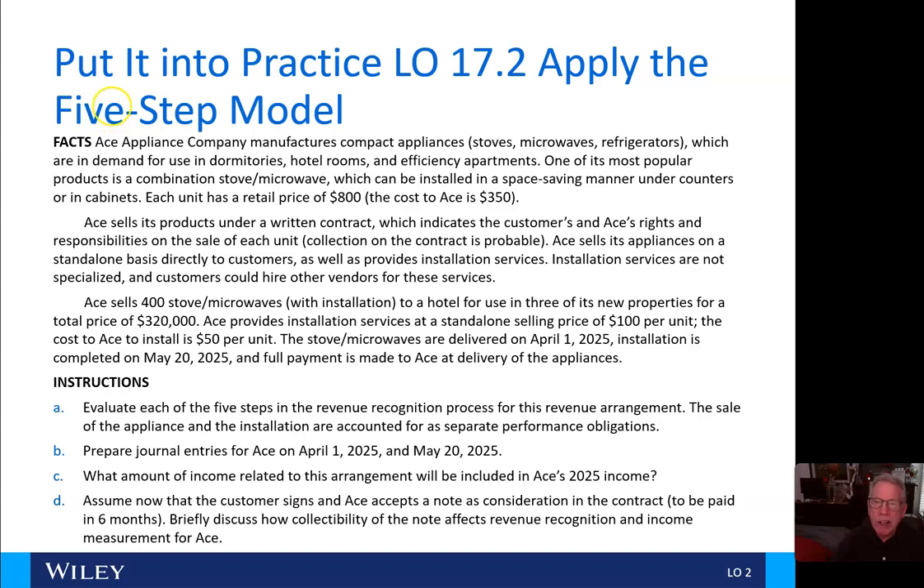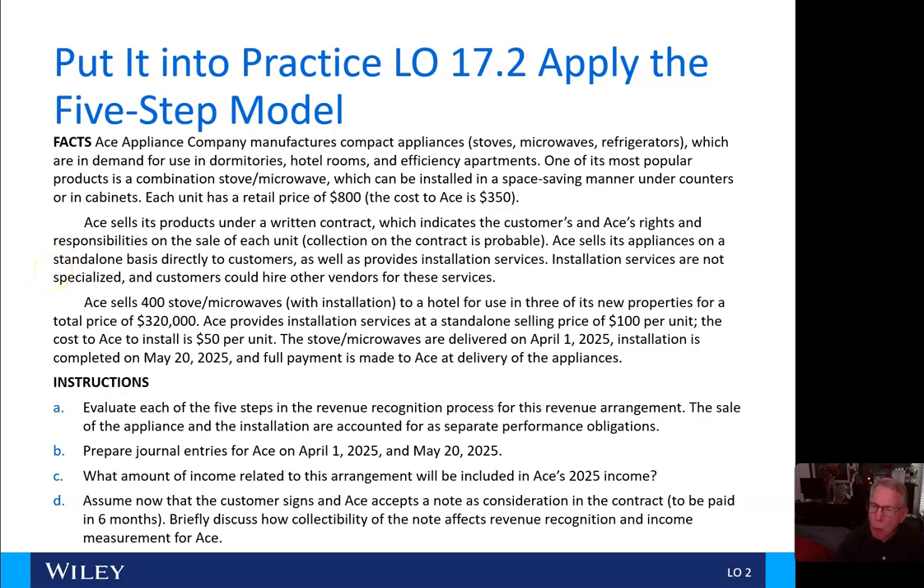Each unit has a retail price of $800 with a cost to Ace of $350. Ace sells its products under a written contract, which indicates the customer's and Ace's rights and responsibilities on the sale of each unit, and collection on the contract is probable. Ace sells its appliances on a standalone basis directly to customers, as well as provides installation services. Installation services are not specialized, and customers could hire other vendors for those services.